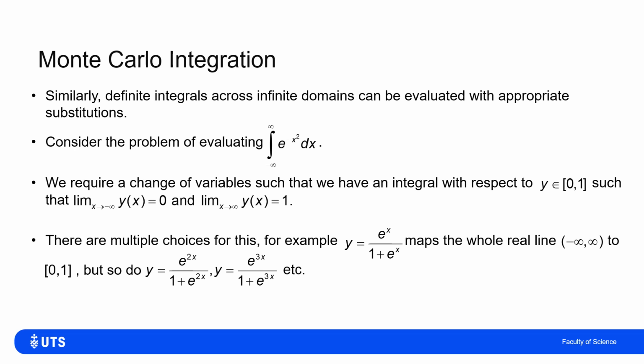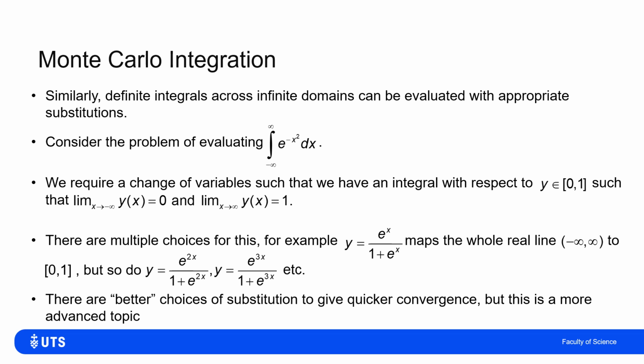The point is there is no one answer for this. There's literally an infinite number of correct substitutions. But if, for example, I set y is e to the x over 1 plus e to the x, as x tends to infinity, e to the x over 1 plus e to the x will tend to 1. And similarly, as x tends to minus infinity, e to the x will tend to 0. So it'll work at the bottom end as well.